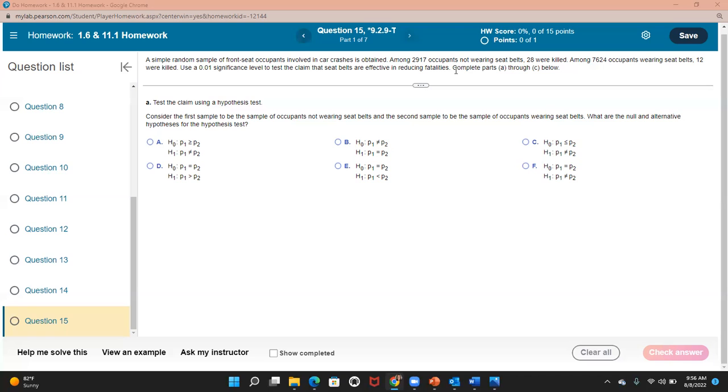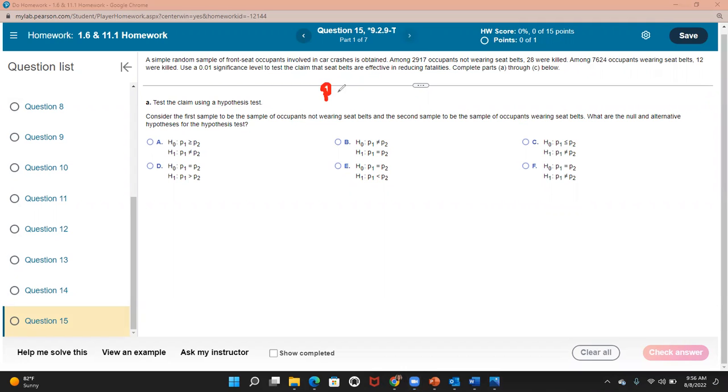So these questions have a lot of information in them right off the bat. It can also be difficult to break down and label which group is what, because that's going to affect how we have to write our null and alternative hypothesis, right? So let's read part A. It says, test the claim using a hypothesis test. Consider the first sample to be the sample of occupants not wearing seatbelts, and the second sample to be the sample of occupants wearing seatbelts. What are the null and alternative hypotheses?